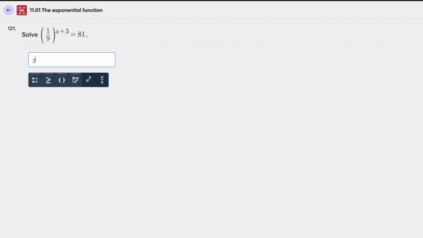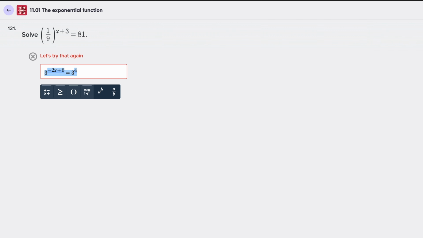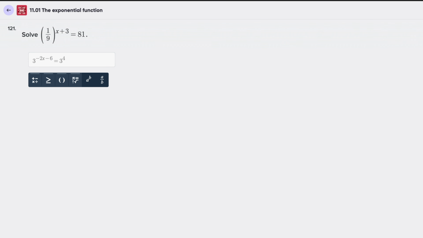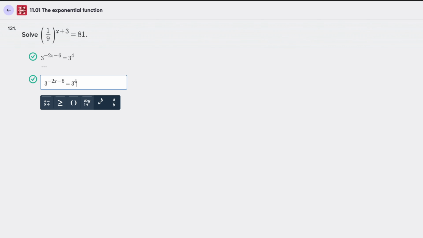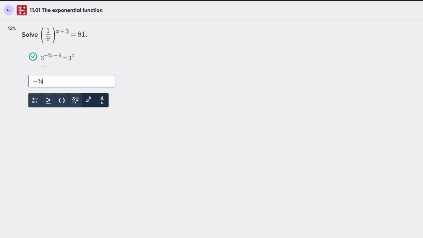Square root of 9 is the same as 3 squared to the power of negative 2. 2x plus 6 is equal to 3 to the power of 4. I'm sorry, is 3 to the power of 4 not... Oh, sorry, my mistake. Sign errors, the death of me. Negative 2x minus 6 is equal to 4.